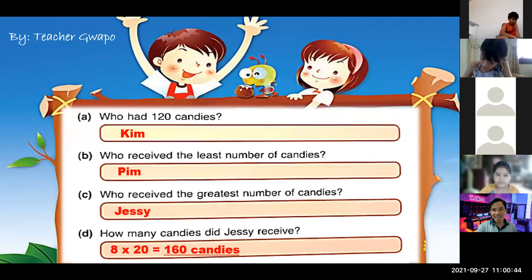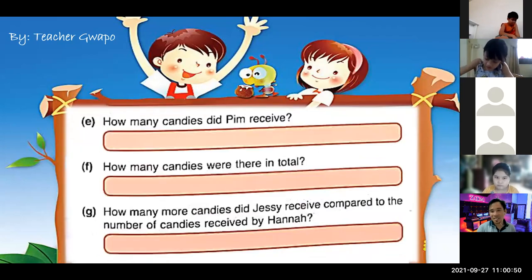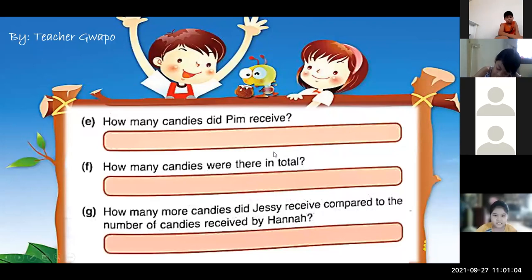Now here, next one. Letter E. How many candies did Pim receive? Pim. How many candies for Pim? 120. 120. Pim, 120. Are you sure?